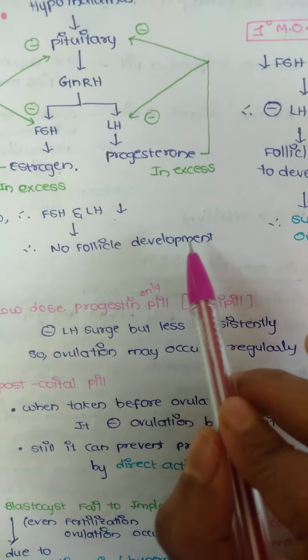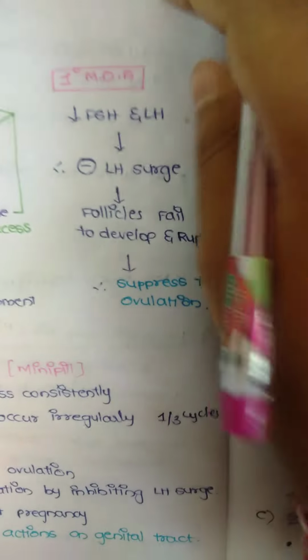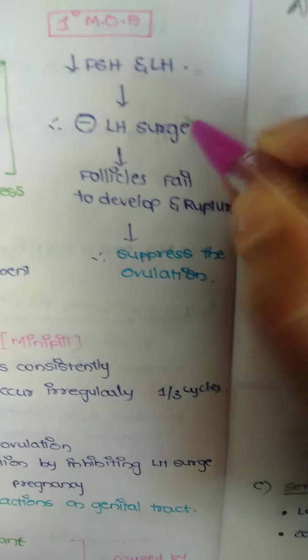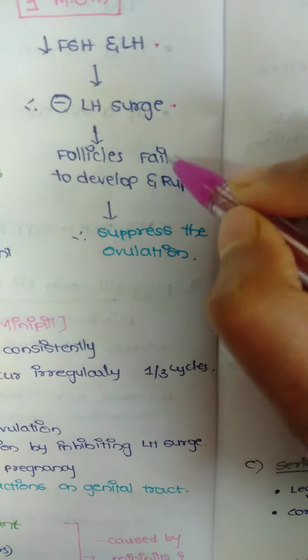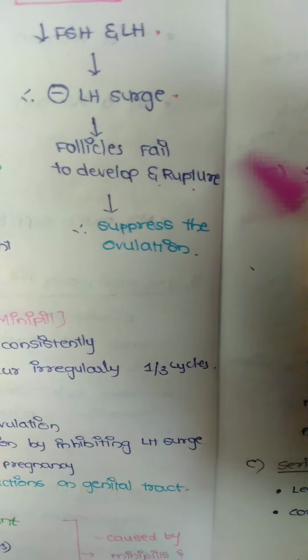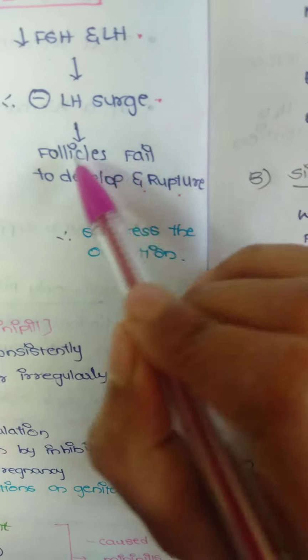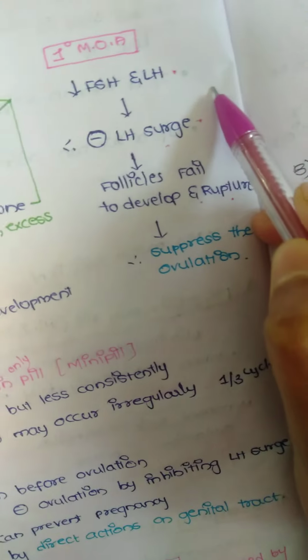So no follicles develop. How are follicles not developed? See here. If FSH and LH are decreased, the LH surge is inhibited, so follicles fail to develop and rupture, so there is no ovulation. If follicles are not developed, ovulation does not happen. This is the primary mechanism of action to avoid conception.